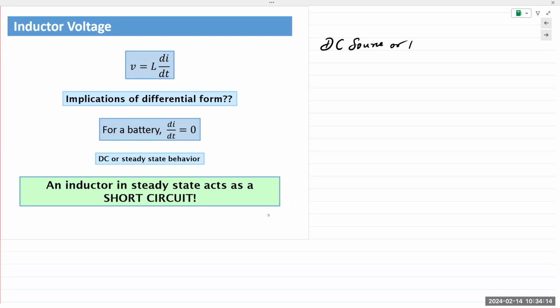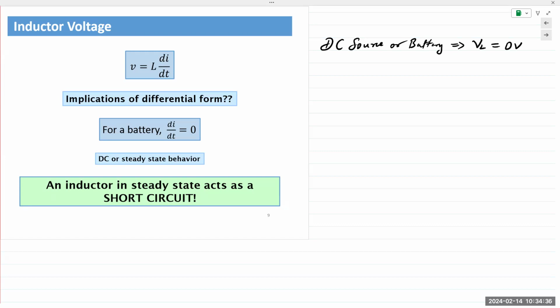So for a DC source or a battery, the inductor voltage VL would always go to 0 volts. How fast or slow it goes to 0 depends on the values of the components and the current that is being applied. But eventually it will go to 0.